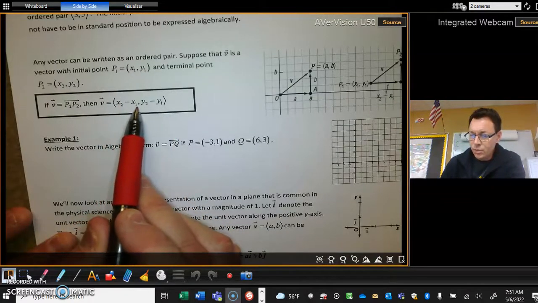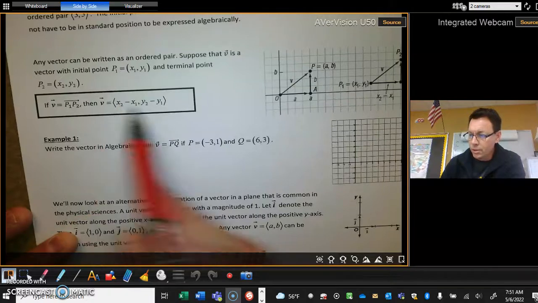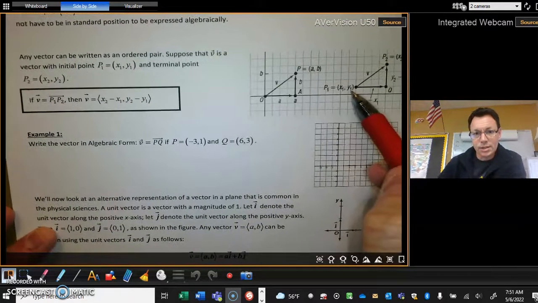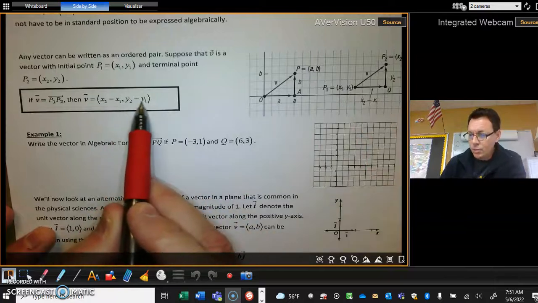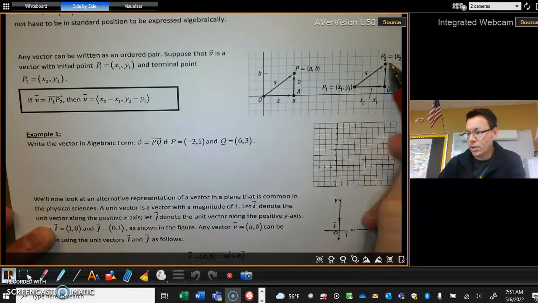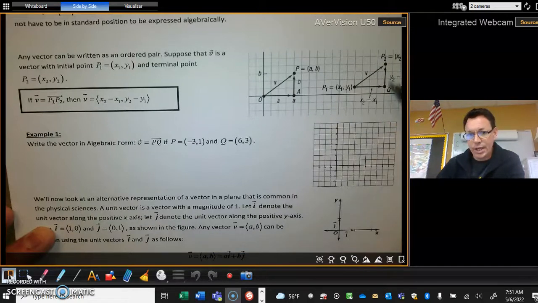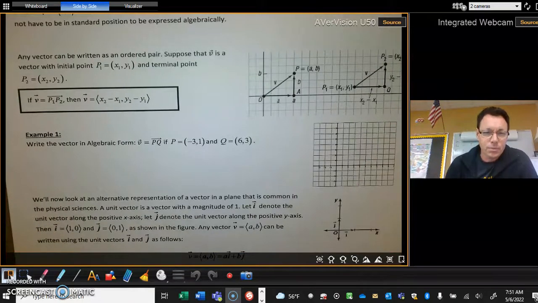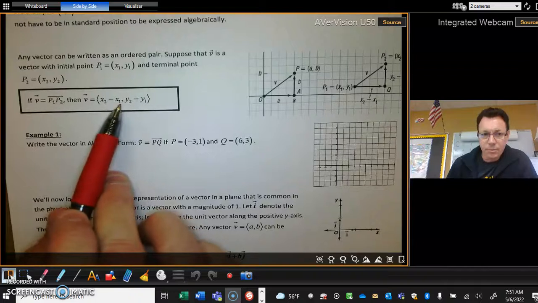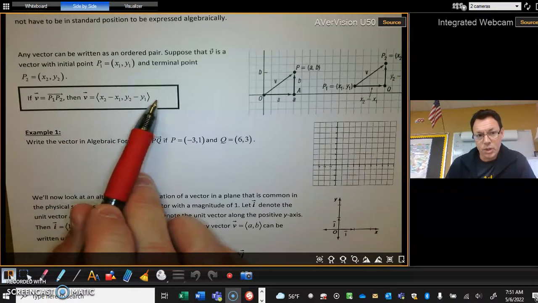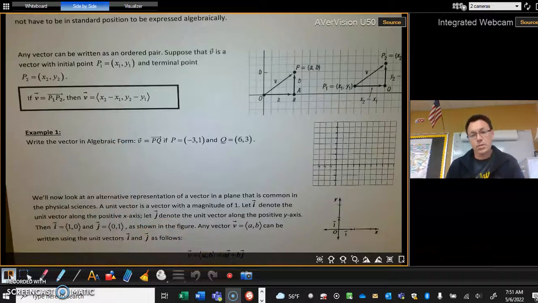x2 minus x1. So take your terminal x and subtract your initial x. And then y2 minus y1. So take your terminal, what y value does it end at, and subtract the y value where you started, and that'll be the change. Well, those values should probably look kind of familiar to you. This is just the slope formula, y2 minus y1 over x2 minus x1, but it's written as an ordered pair instead of as a fraction.